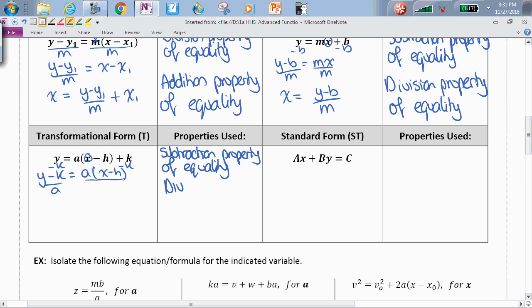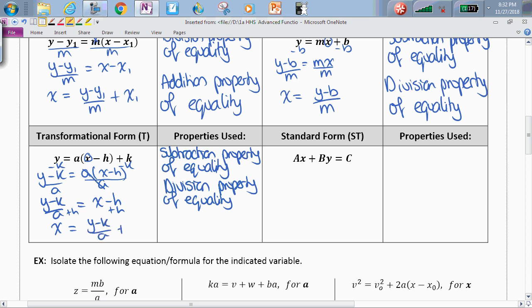And then the division property of equality. So this leaves me dividing both sides by a with y minus k over a equals just x minus h, because we divided them out and were left with just the x minus h. And then from here we just have to add. So we're going to add h to both sides. And that gives us x equals y minus k divided by a plus h, and we added, so that's the addition property. Remember, of equality just means you're doing it to both sides.